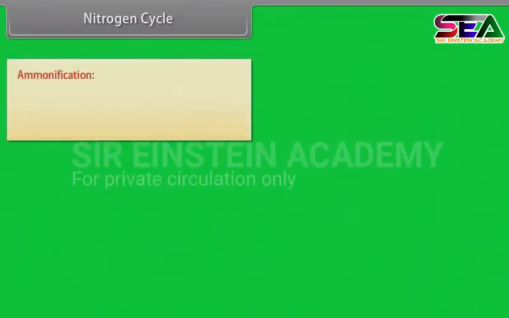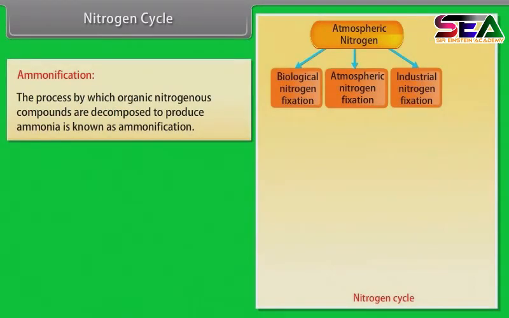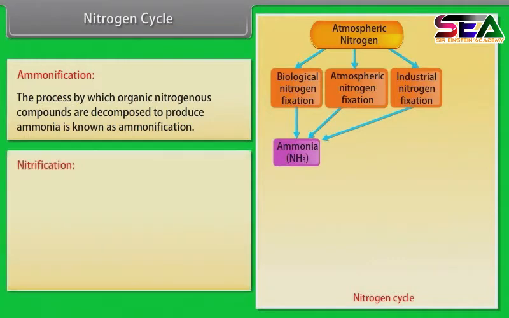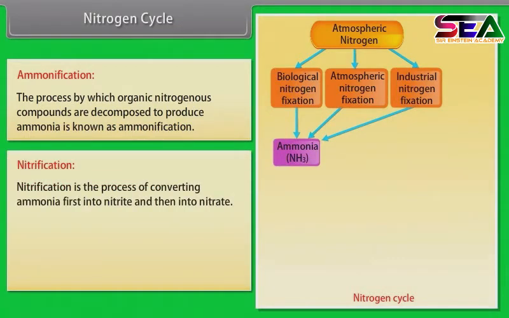Ammonification. The process by which organic nitrogenous compounds are decomposed to produce ammonia is known as ammonification. Nitrification. Nitrification is the process of converting ammonia first into nitrite and then into nitrate.